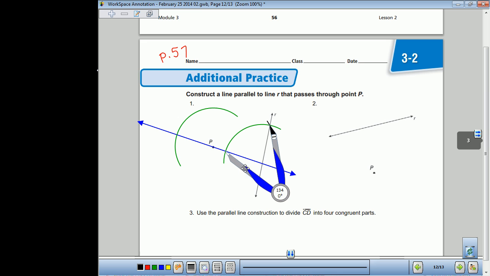Ooh, that looks good. Okay, did everybody measure? Good. You're measuring from this intersection to that intersection. And then you slide the pointy end to this intersection. And then we swipe. Oh, and you draw your straight line.